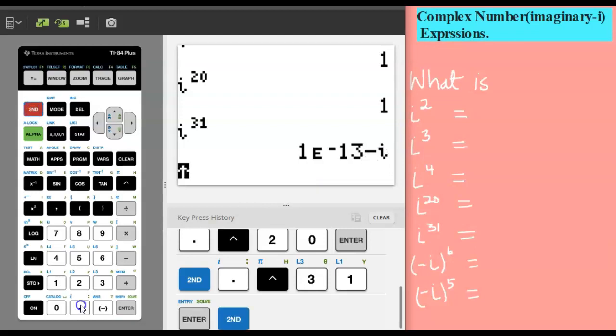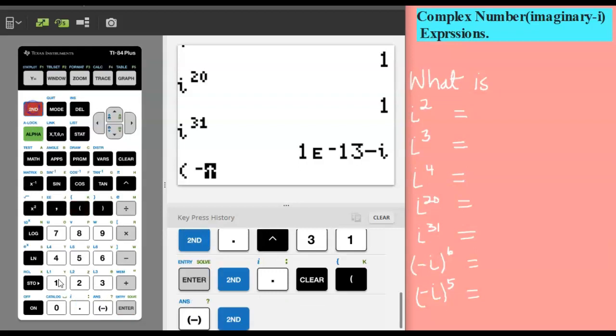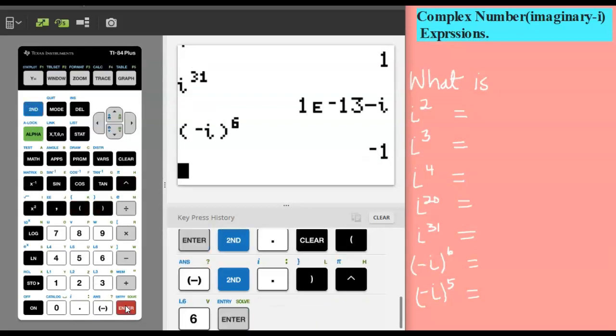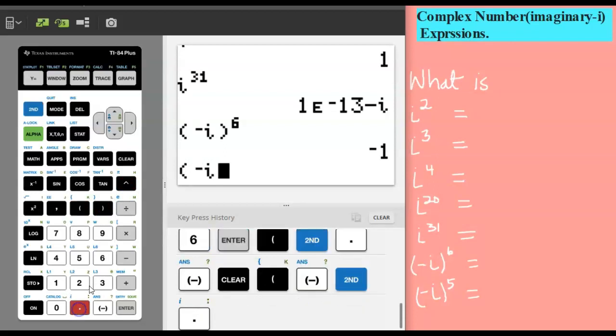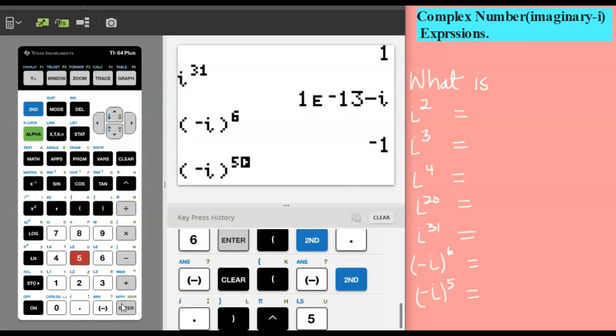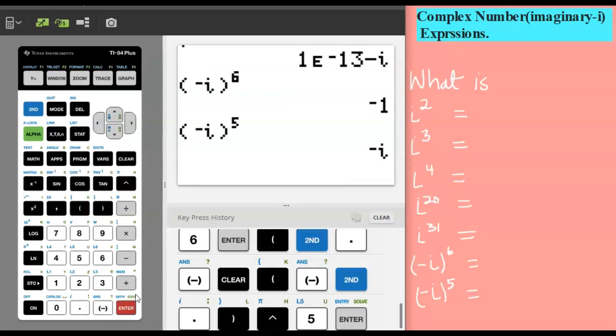So we go here, use this negative, and we pick our i, we close it, and it's to the power 6. That gives us -1. Pick our parentheses, and it's -i to the power 5, and that gives us -i. That's how you can use this TI-84 to do these complex imaginary numbers.